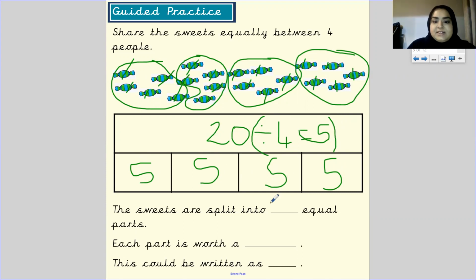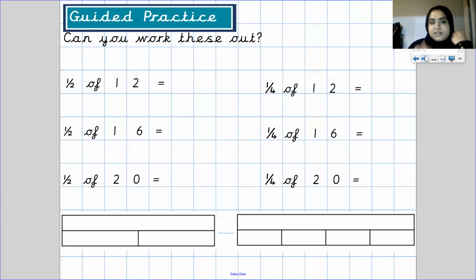Now, the sweets are split into 4 equal parts because look, part 1, part 2, part 3, part 4. Each part is worth a quarter because remember we're learning about our quarters. Okay? So each part is worth a quarter. This could be written as a quarter, because it's 4 parts. Fantastic.